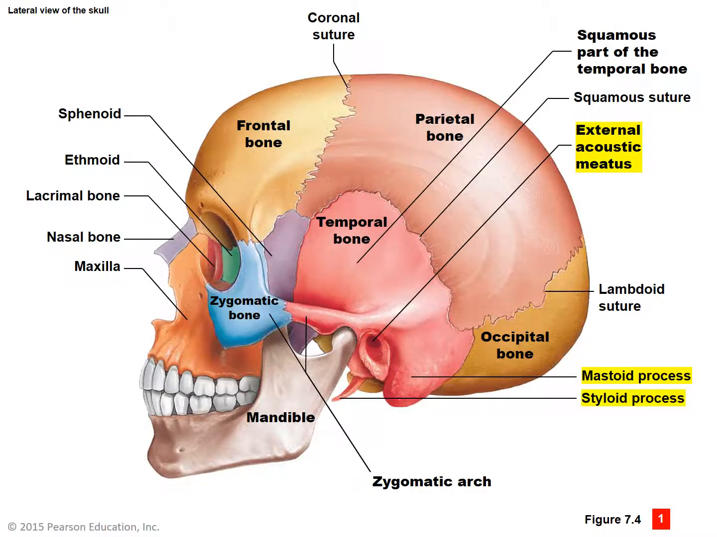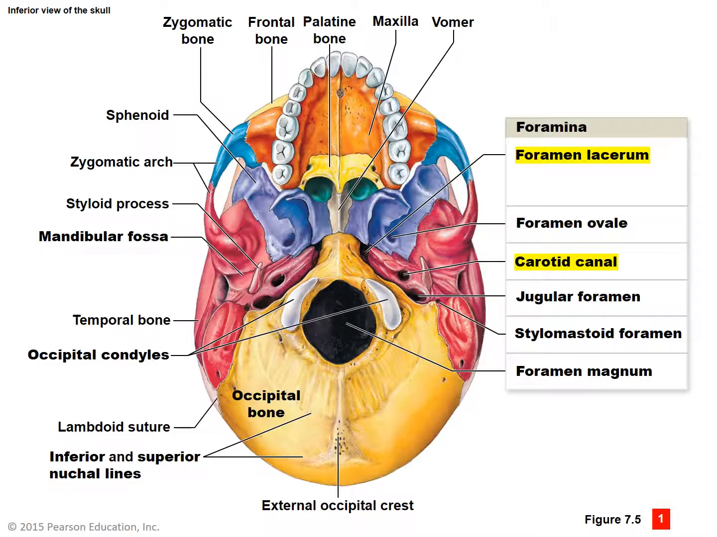Here we can see another view of the external acoustic meatus on the temporal bone, as well as the mastoid process and styloid process. On the underside of the skull, we can see some of the other structures on the temporal bone, namely the carotid canals. The carotid canals are going to be a passageway for the carotid artery. The internal opening is called the foramen lacerum.